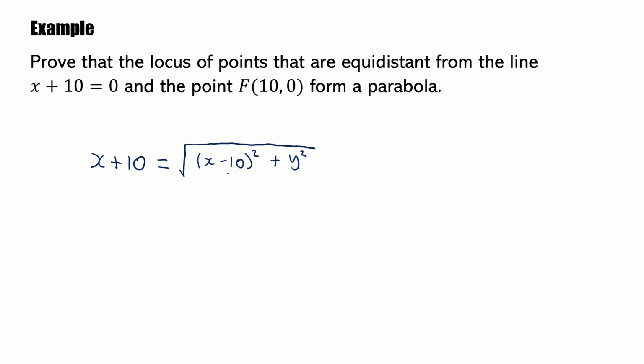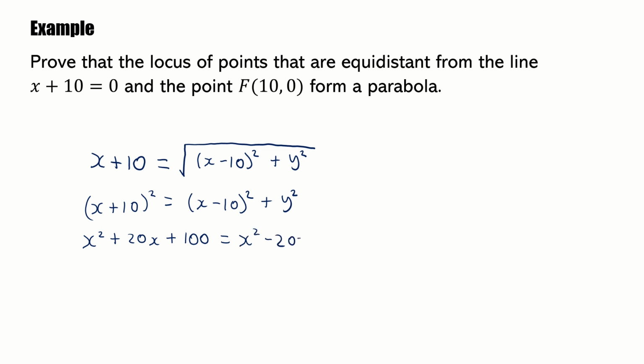Nice! The rest of this proof is then just doing algebra. One thing I could do immediately to make our life a bit easier is to square both sides to get rid of that square root. If I do that, I end up with (x + 10) all squared equals (x - 10) squared plus y squared. Then multiply out the brackets. The brackets on the left-hand side would be x squared plus 20x plus 100. And then the (x - 10) all squared will come to x squared minus 20x plus 100, plus the y squared, which we've done nothing with.